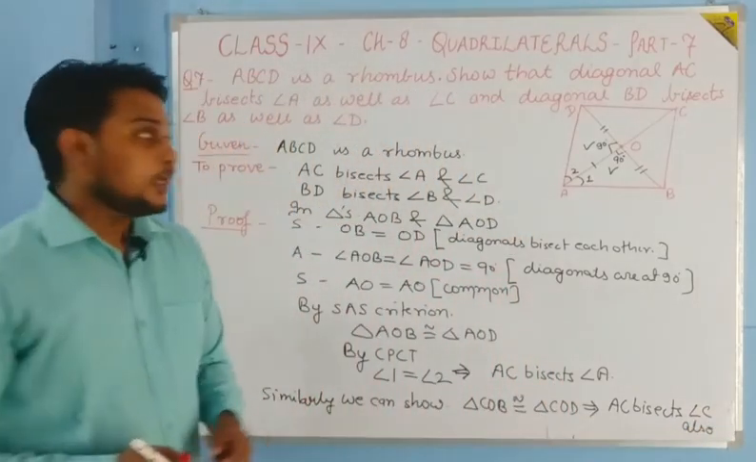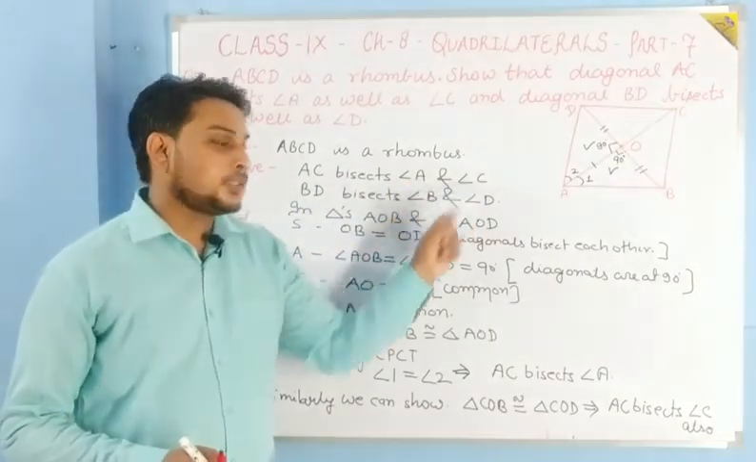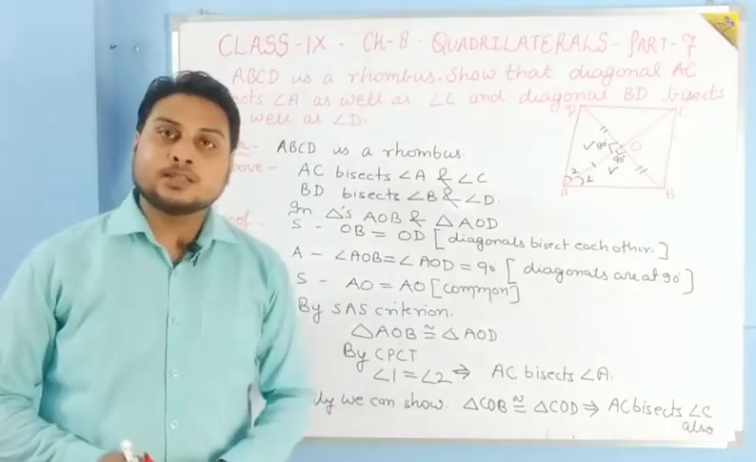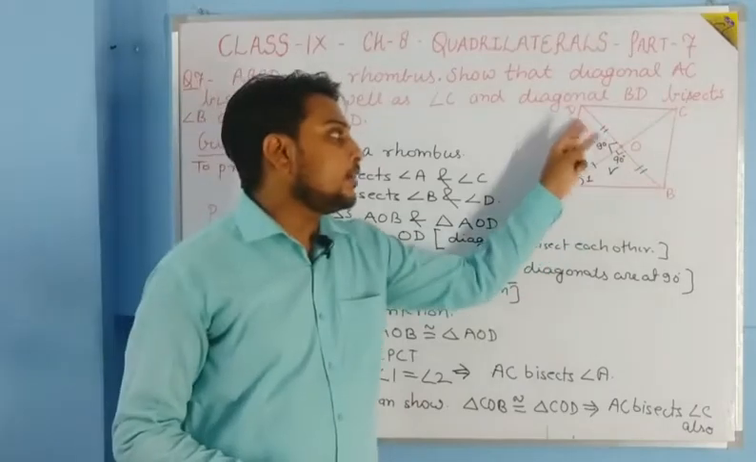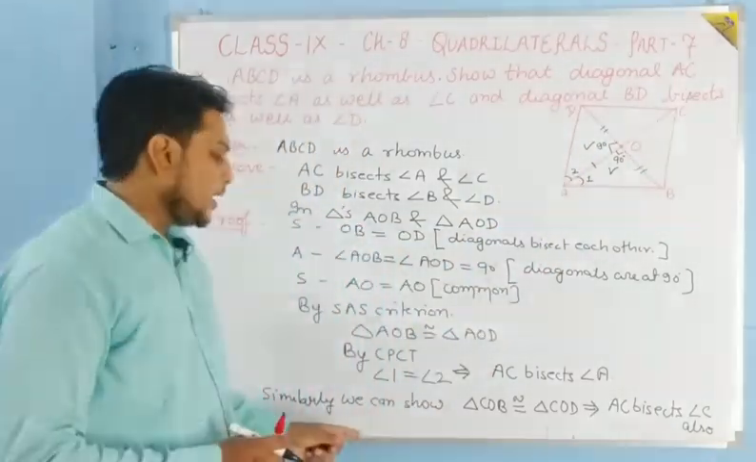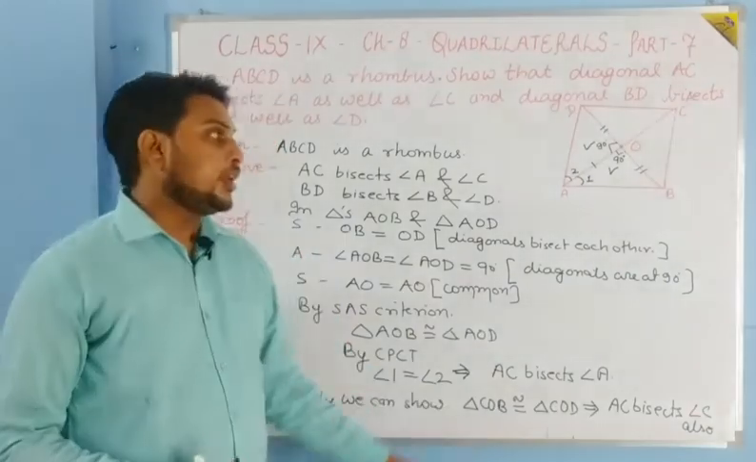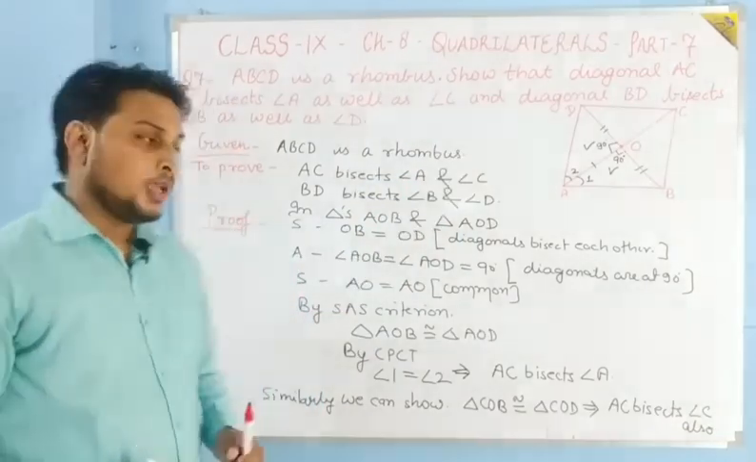So students, this is the first part, that AC bisects angle A as well as angle C. For that we have written all this. And now how we can show that BD bisects angle B as well as angle D? In the same manner. Here only one line you will add, that similarly we can show that BD bisects angle B as well as angle D also.